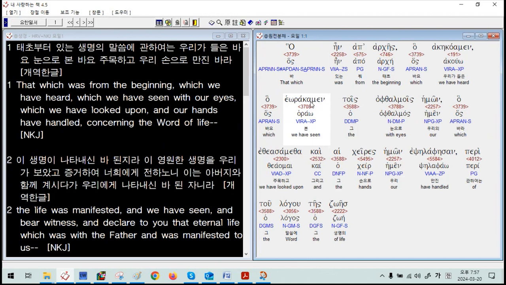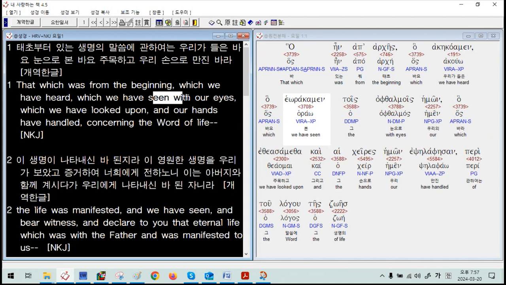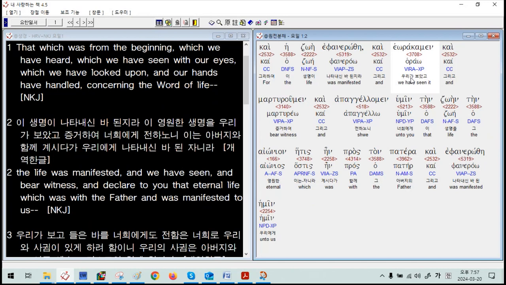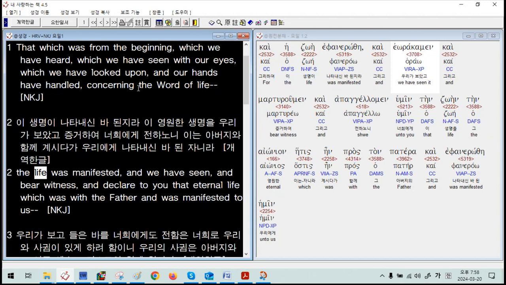Okay. So that which was from the beginning, which you have heard, we have what? Stared with our eyes, which you have looked upon, our hands have handled, concerning the word of life. And the life was manifested, we have seen. You see, we have seen. Again, heoraken, V-I-R-A. So he is the one, Apostle John is the one who saw the life. He is the one who saw the word of life.